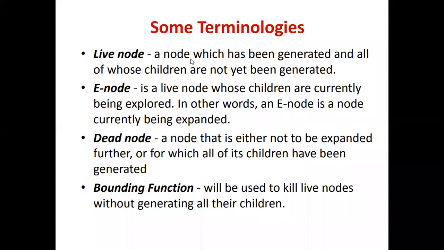So all these terminologies are related to a state space tree, right? Whenever we have generated a tree, whenever we have generated a node, that current node you call a live node. E node is nothing but a live node whose children are being explored. The next alternative is being explored. You call such a node an E node. Or in other words, the node which is currently being expanded or currently moving to the next alternative, that is E node.